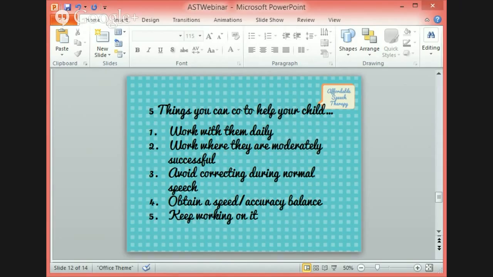Okay. Number 3, avoid correcting during normal speech. Yeah, this is probably something that intrinsically a parent would do. It just makes sense. If they can't say it right, then show them how to say it right. But if they can't say the sound correctly at the sound, syllable, or double syllable level, they're not going to be able to say it correctly in conversation. So you really want to just hold off on that, because once again, you're frustrating your child by doing that. You're probably frustrating yourself by doing that.